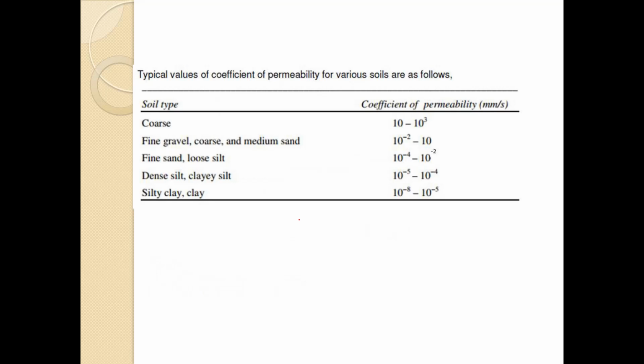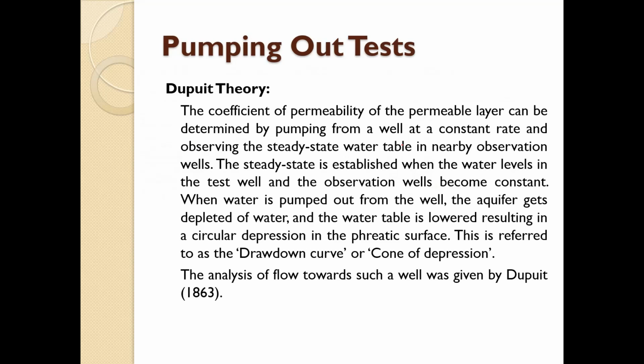Then typical values of coefficient of permeability for various soils are as follows. For coarse gravel, the range is 10 to 10 raised to 3. Fine gravel, coarse and medium sand, 10 to the minus 2 to 10. Then fine sand and loose silt, 10 to the minus 4 to 10 to the minus 2. Then dense silt and clayey silt, 10 to the minus 5 to 10 to the minus 4. And for silty clay, 10 to the minus 8 to 10 to the minus 5. So these are the coefficients of permeability for the various soil types.